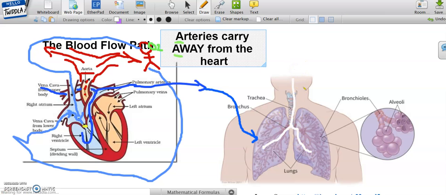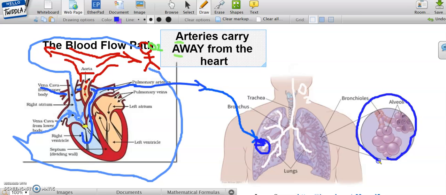So here's the oxygen coming in from the air we breathe, and it's going to disperse. If you see all of these little branches, it's going to disperse throughout the entire lung like this. And the deoxygenated blood is going to meet it right there. And this here is what we see over here. So at the smallest level, that's an alveoli.